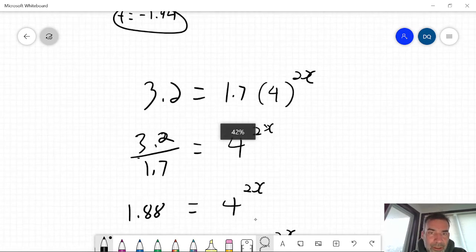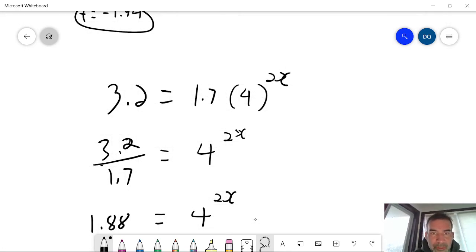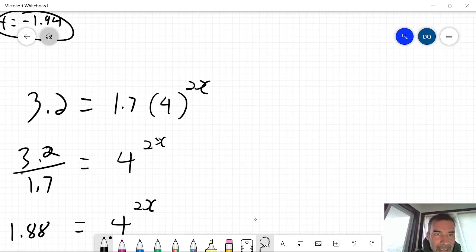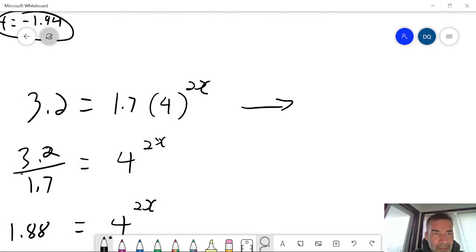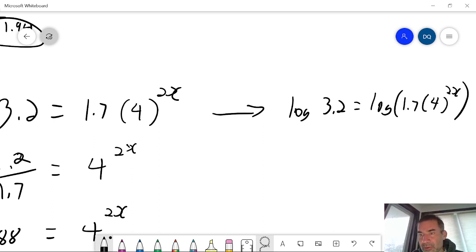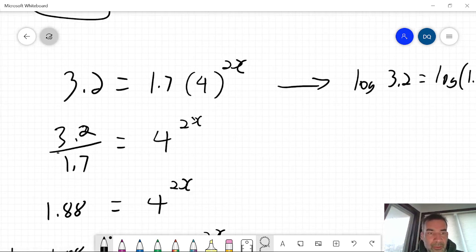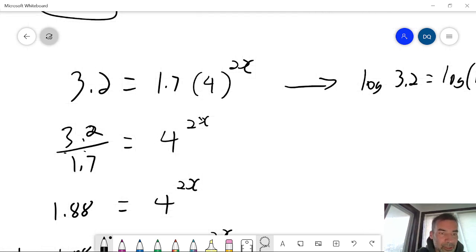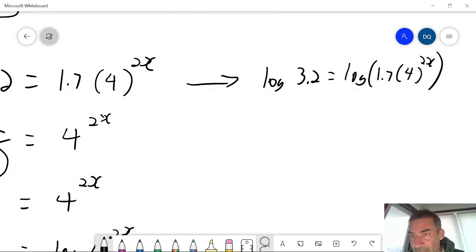Now, what made this question a little bit different is look at the beginning. I would not take the log of these two right off the bat. I'll show you what would happen if I did. So let's say I did this, I'm not going to call it wrong, it would be correct to do so. Let's say I took the log of 3.2 and made that equal to the log of 1.7 times 4 to the 2x, without dividing the 1.7 out first. Remember, that's how I actually did it. I divided the 1.7 out first, so that I had just a simple power here. Suppose I didn't do that.